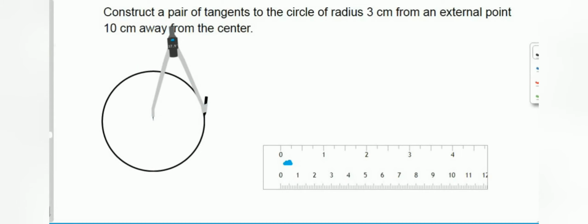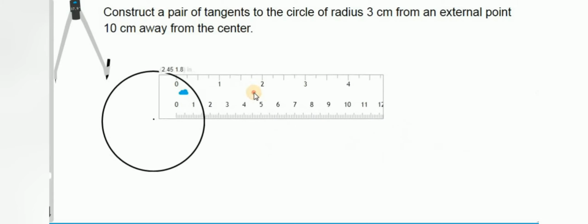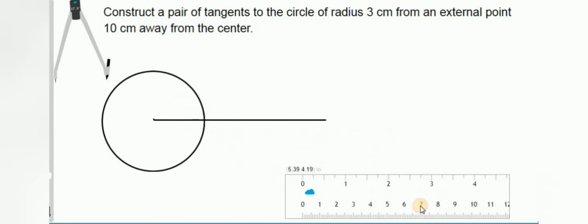After constructing the circle, mark the center and draw a line or point. Locate the point that is 10 centimeter away from the center, means from the center the point outside the circle, that length is 10 centimeter. See, at 10 centimeter, that is a point.